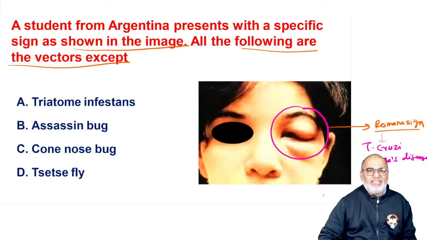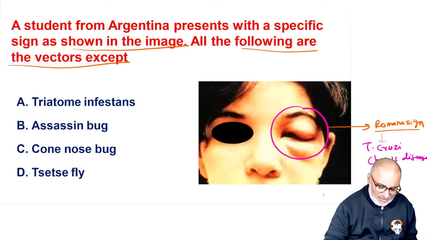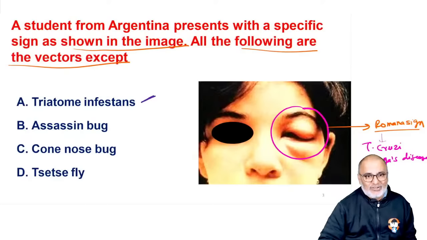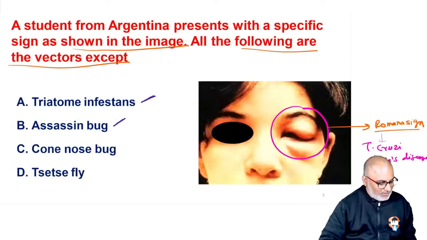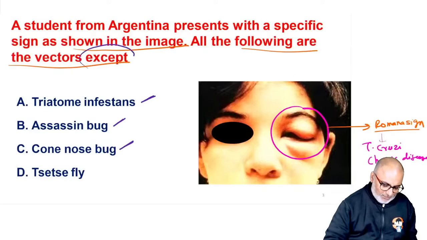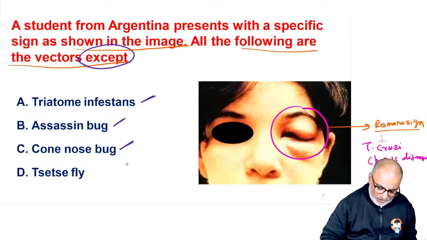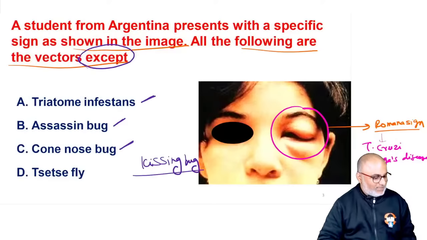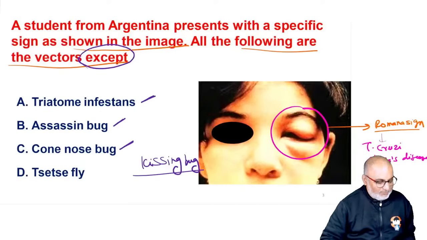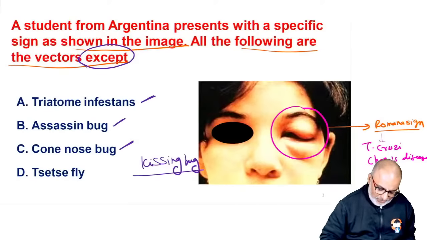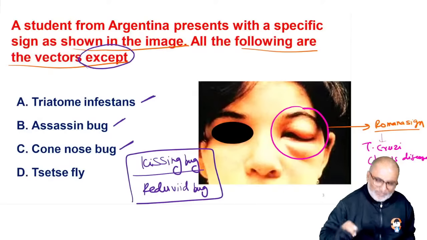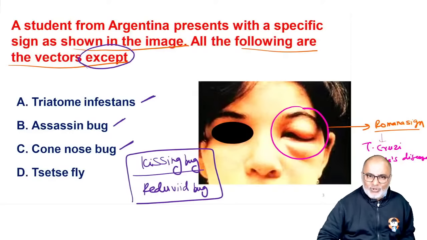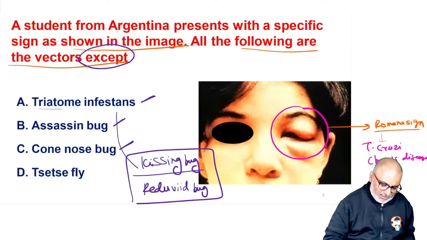So what is the vector for Trypanosoma cruzi? Or what is the vector for Chagas disease? We call it as Triatome infestans. It is otherwise called assassin bug, otherwise called cone nose bug. The question is except, my dear. It has one more name, called kissing bug, and another name, redweed bug. These are all other names. Five names, my dears. Remember, Triatome, Assassin, Cone Nose, Kissing, Redweed. All are same. Scientific name is Triatome infestans.